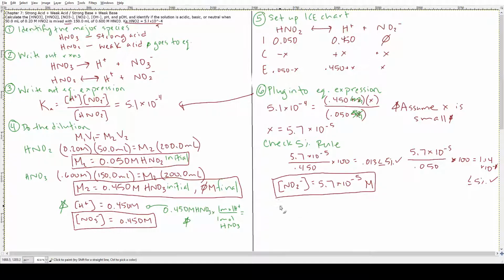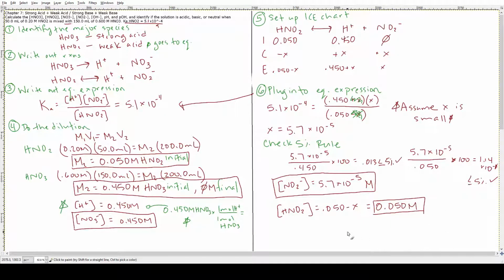I know that, so I'll do 0.050 minus x. So let's do that. You'll end up with 0.050 minus x. I'm going to put two equal signs on the same line. I told you guys not to do that, but I'm trying to save space. So there. This one ends up also being 0.050 because x is so tiny. So that's my HNO2 concentration.